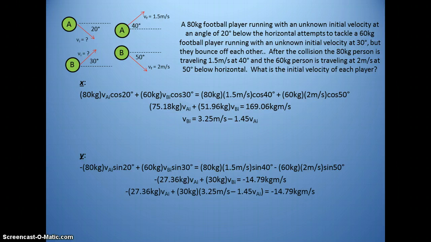So now we have this expression, which requires a little distribution. And once we distribute and combine like terms, we are left with this expression here. And solving for the initial velocity of A, we get 1.58 meters per second. We can then take that and substitute it back into our expression above, and we're left with the initial velocity of B is 0.96 meters per second.